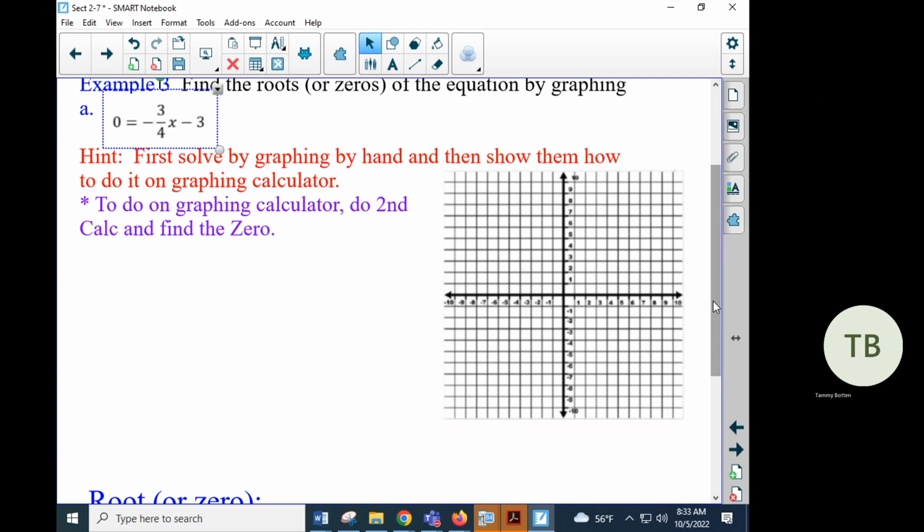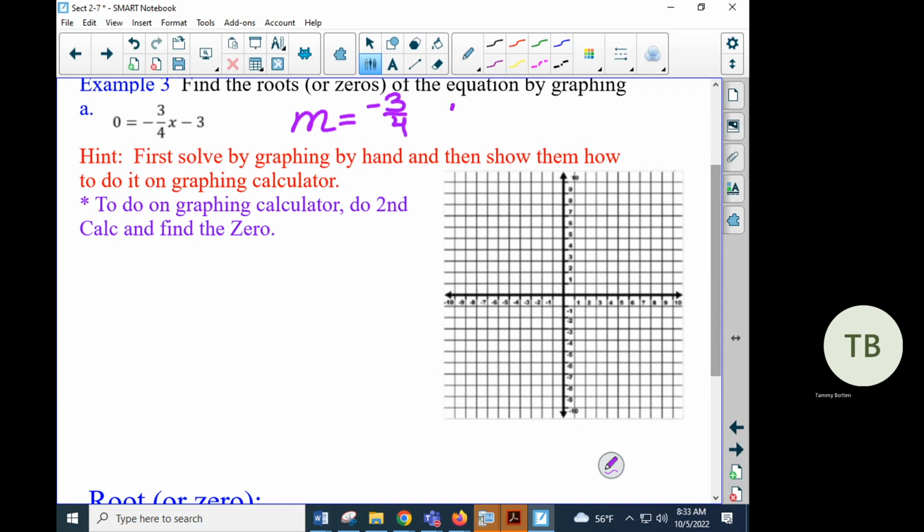So when we do this, what we want to do is find where it crosses the x-axis. So first, I'm going to just sketch what this would look like on a graph, and then I'll show you how to do it on your calculator. So this is in y equals mx plus b form. So my slope is -3/4 and my y-intercept is -3.